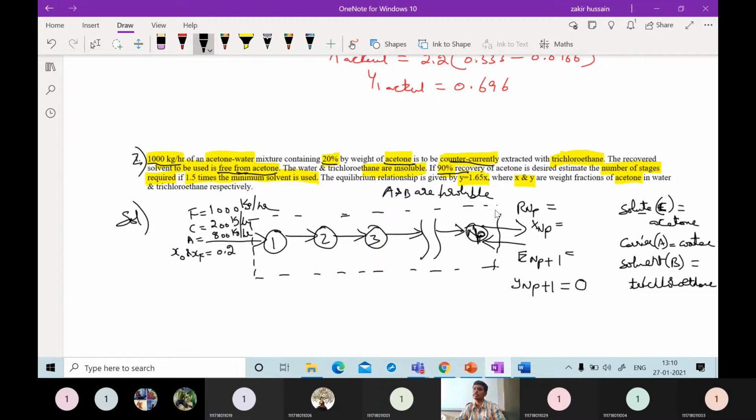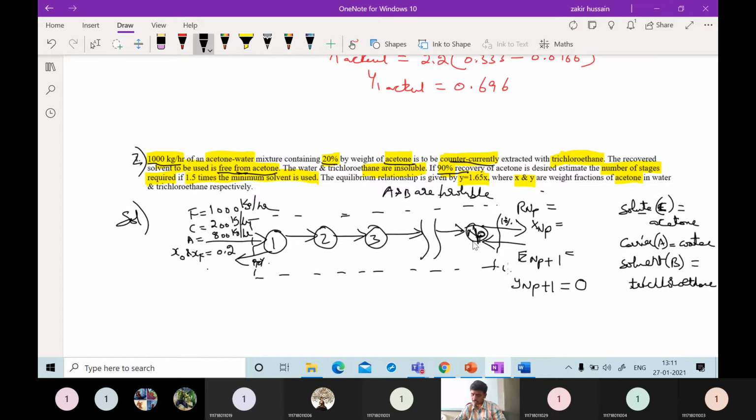Then 10% will be in the remaining one. So XNP will be small xNP exactly. 90% is required, meaning 90% of whatever the initial amount is will be coming into this phase here. The output 90% will be coming, and the remaining 10% is unrecovered. So 10% of acetone is going out unrecovered there.